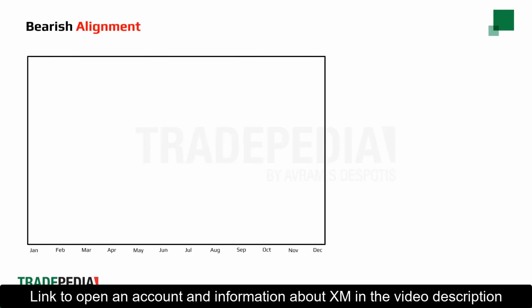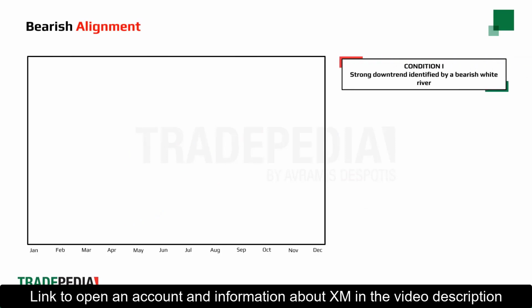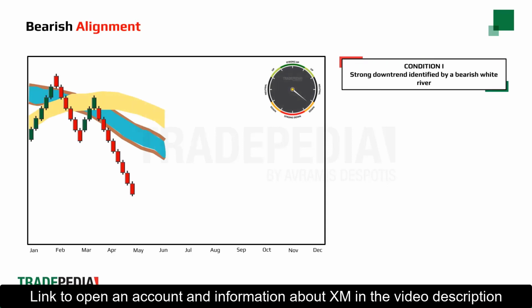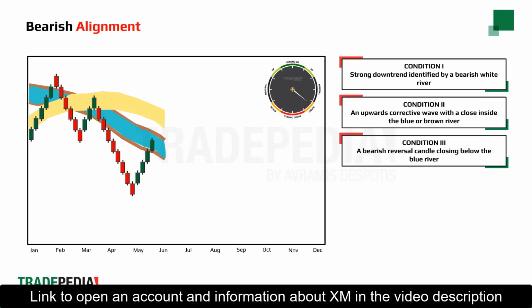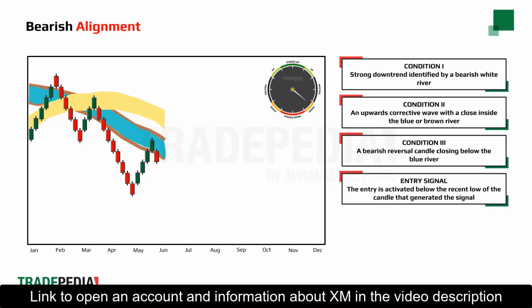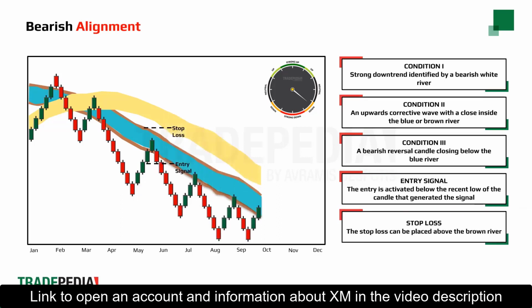A bearish alignment signal is given when the following conditions are met. Condition 1. Strong downtrend identified by a bearish White River. Condition 2. An upwards corrective wave with a close inside the Blue or Brown River. Condition 3. A bearish reversal candle closing below the Blue River. The entry is activated below the recent low of the candle that generated the signal. The stop loss can be placed above the Brown River.